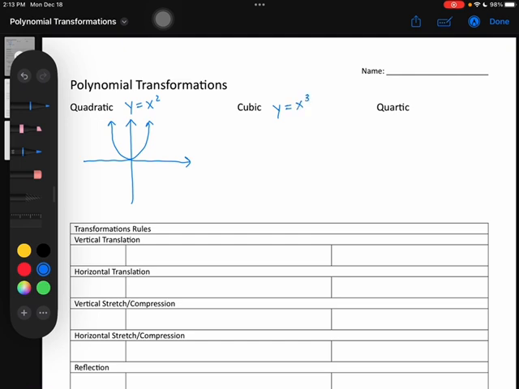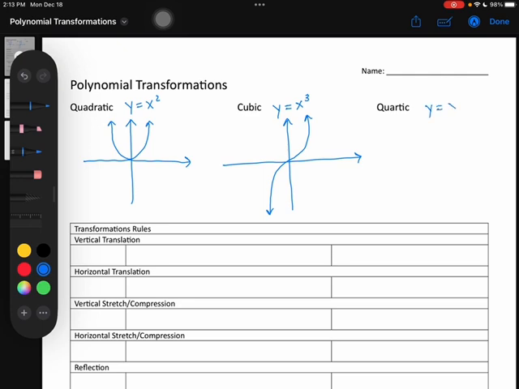Now we have a cubic. That's what we call it when we have something raised to the third power. So draw a little xy axis. And a cubic looks like this when we draw it. Nice and pretty.